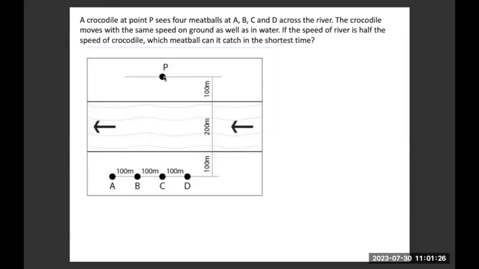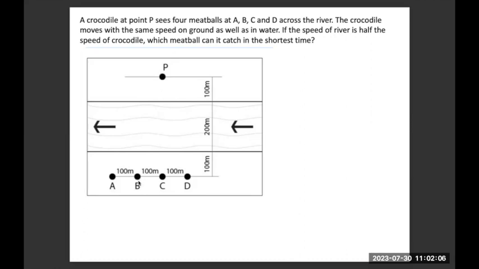Here you're given a crocodile which is starting at point P. At points A, B, C, D, meatballs are kept. There are 4 meatballs which are kept at points A, B, C, D, and the distance between the meatballs are 100 meters. The point P and the edge of the river, this is a river, the distance is 100 meters. Then the width of the river is 200 meters, and the distance from other edge to the meatball ka center is 100 meters.